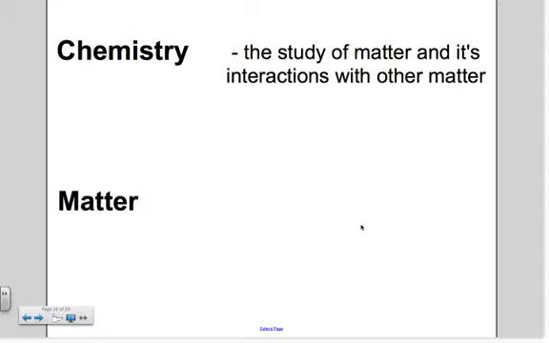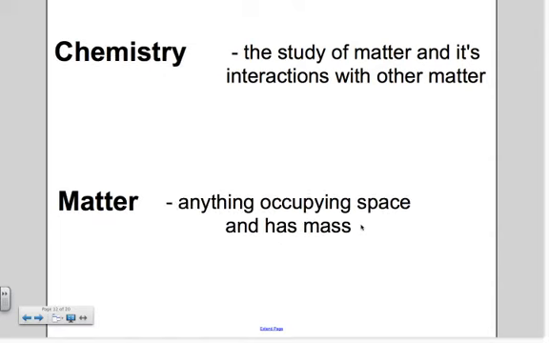So what is chemistry? That's the name of this course that you're taking right now. Chemistry is the study of matter and its interactions with other matter. But that's a problem. What's the matter? Matter is anything that occupies space and that has mass. Okay.